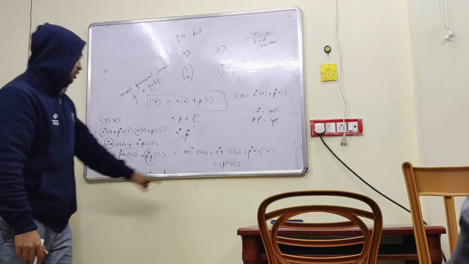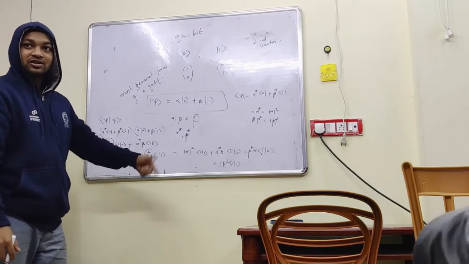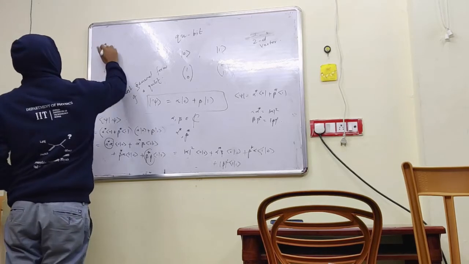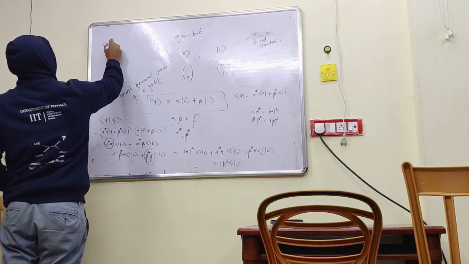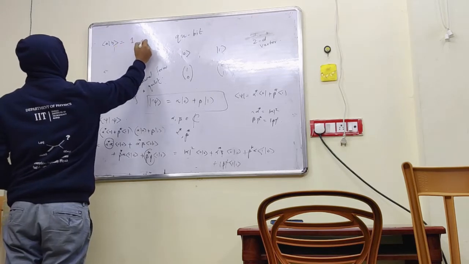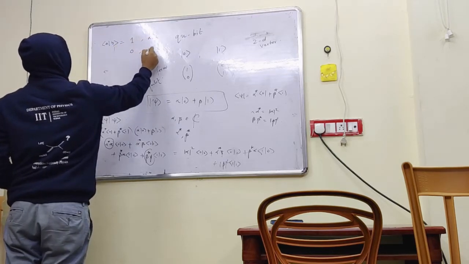Okay. Now, how to simplify this thing? What is the next step? The next step is this. The product of bra A and cat B is going to be 1 if A equals B, otherwise 0.